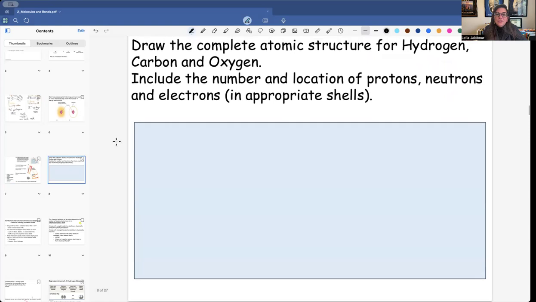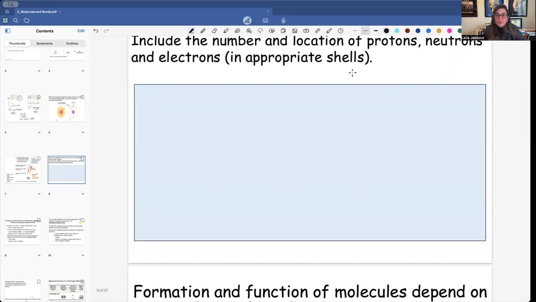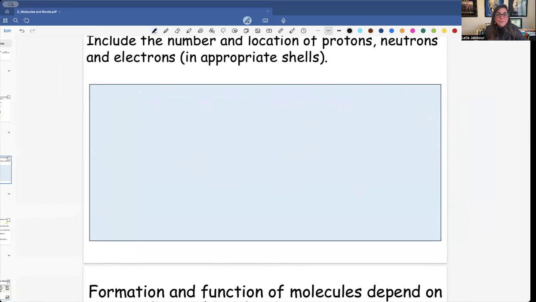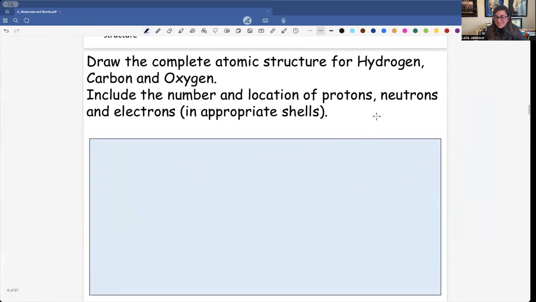Okay, so in the original PowerPoint, this actually comes off and it reveals the structure, but I forgot to erase this before I saved it as a PDF, because this is what I'm using here. Those are PDF files, so I can't really take this off, but I'm going to just draw it since this is what's required here. Draw the complete atomic structure for hydrogen.